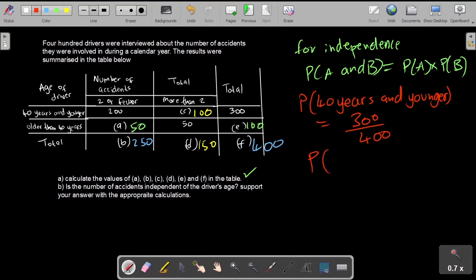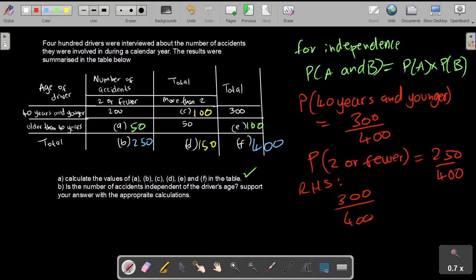So now the probability of having, let's just use this column, which is of the probabilities, the probability of having 2 or fewer accidents. And that value you just find down here. The total of people who had 2 or fewer accidents is 250. Divide that by the total. And now we can multiply these two to get the right hand side of this equation. So that would be that multiplied by this.